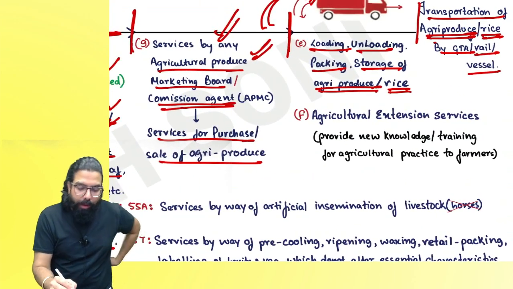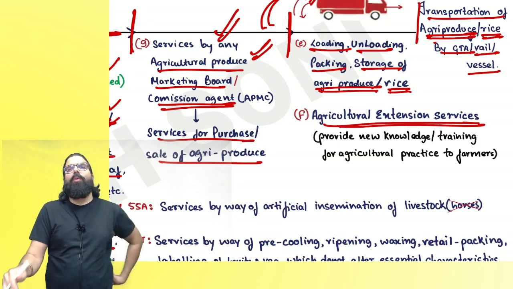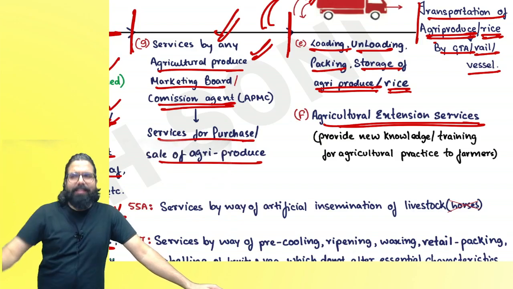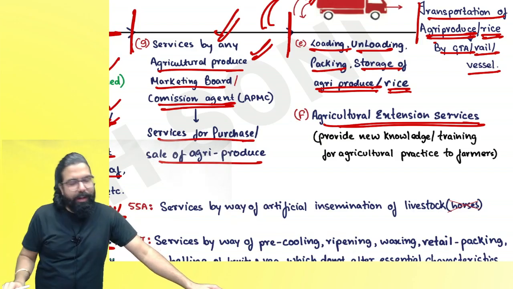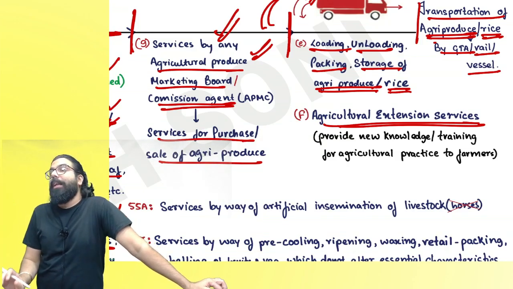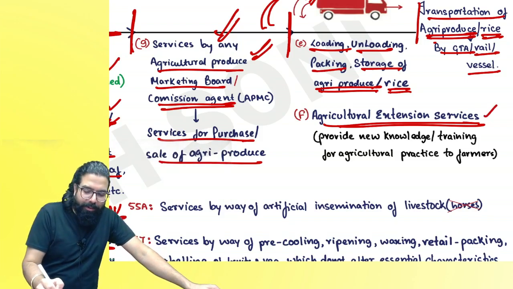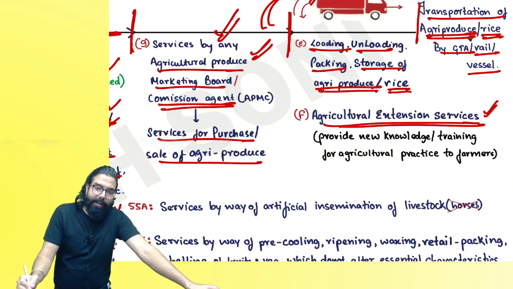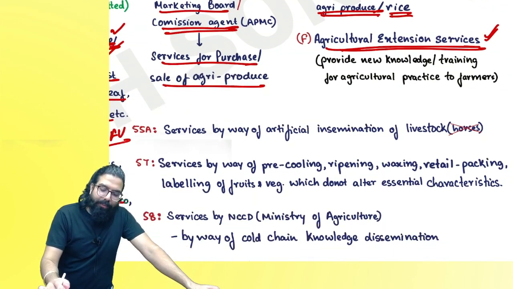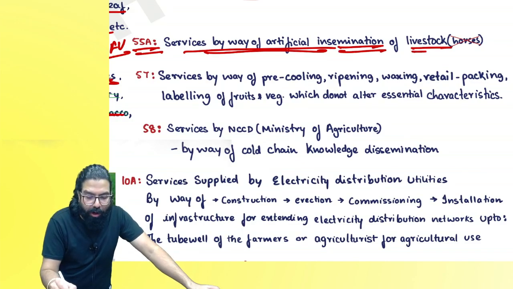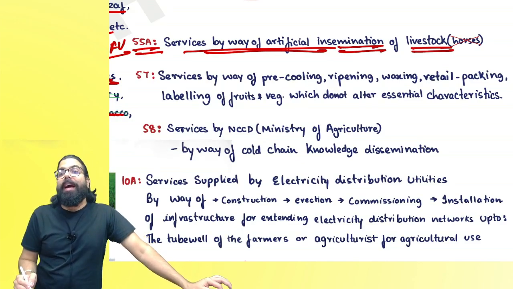Everyone over here, agriculture extension service means you are giving training to agriculturists. If you are giving agriculturists some training, etc., then that agricultural extension service also will not attract any GST. Now, sir, artificial insemination. Always remember one thing, artificial insemination of livestock is always taxable.